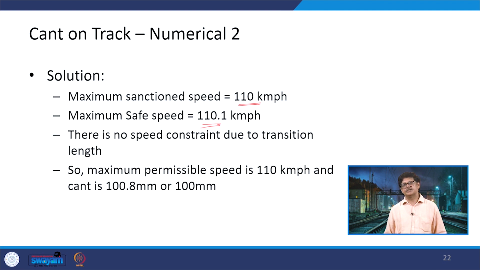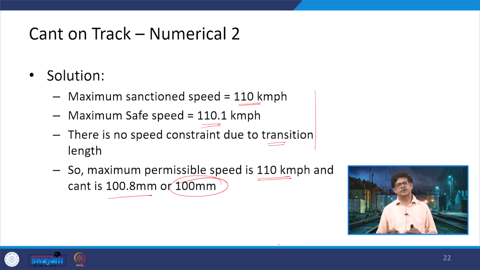There is no speed restriction due to the transition length because the transition has been provided in a perfect manner, as is defined in the numerical itself. So, considering the three cases, whatever value we get is more or less the same. So, we provide 110 kilometers per hour with the equilibrium Cant of 100.8 mm and this 100.8 mm can be just rounded to 100 mm, as we said it is rounded to 5 mm multiples.